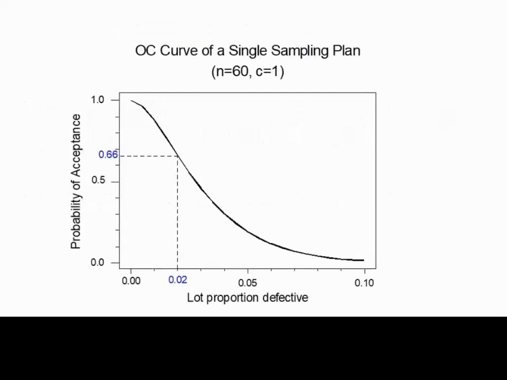Well, if we go to the OC curve and look up 2%, out to the curve right across, we see that there's a probability of acceptance of about 66%. So the results are not going to be very consistent from lot to lot. If all of our lots are at 2%, 66% of them will pass and 34% of them will be rejected. So this sampling plan is not going to be very effective at a single level of quality, accepting everything to the left and rejecting everything to the right.